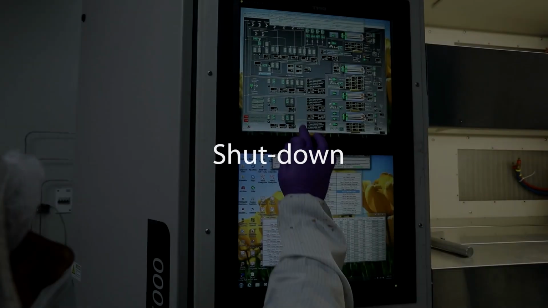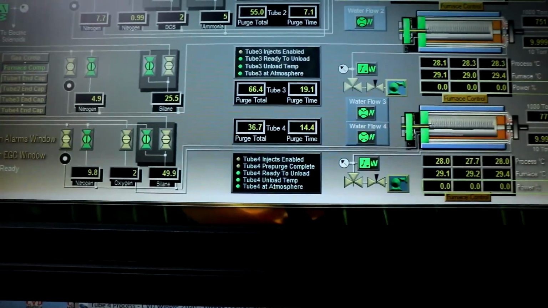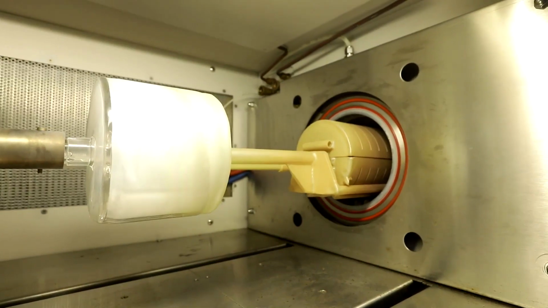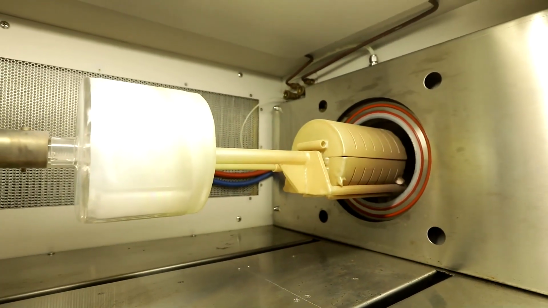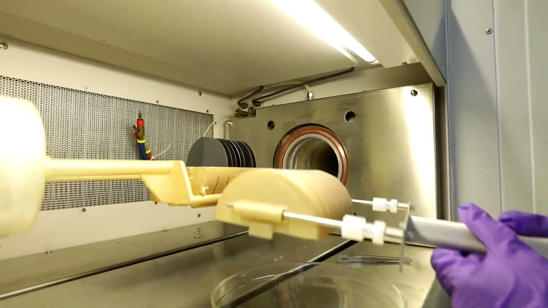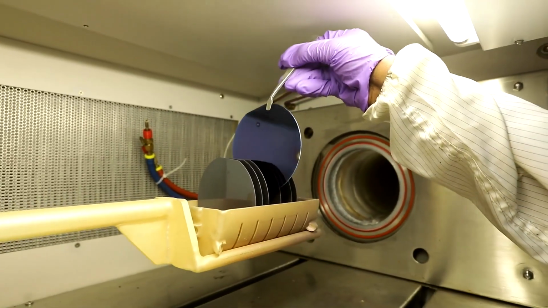Unload the sample and shut down. After the recipe runs successfully, the ready to unload signal will come. Once the temperature of the chamber reaches 400 degrees Celsius, we can unload our sample. The nice oxide color is visible.